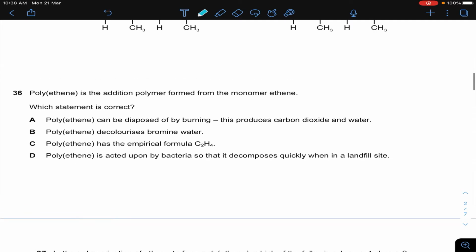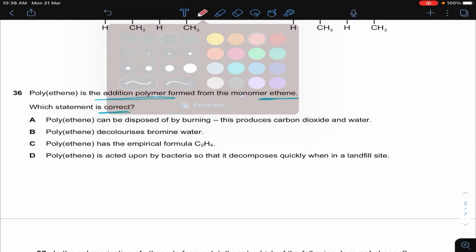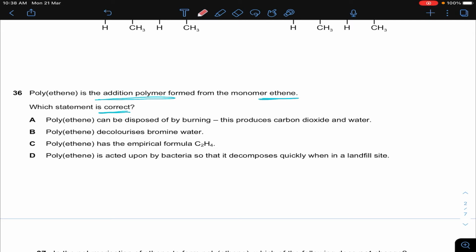Okay, so next question is, polyethene is the addition polymer formed from the monomer ethene. Which statement is correct? Now we have four options and we have to find out which of these four options is correct. So polyethene can be disposed of by burning. This produces carbon dioxide and water.